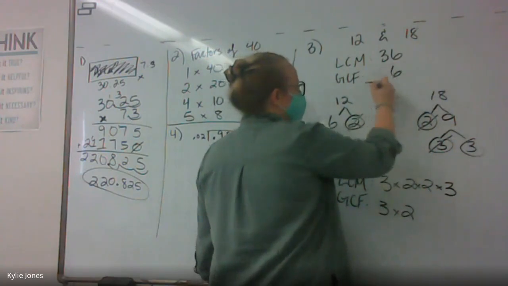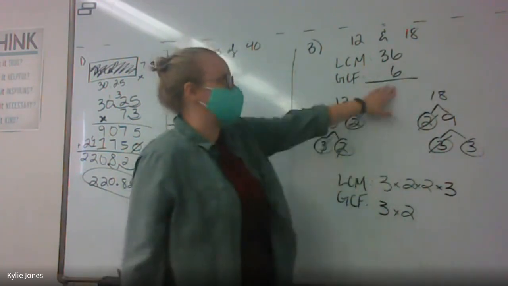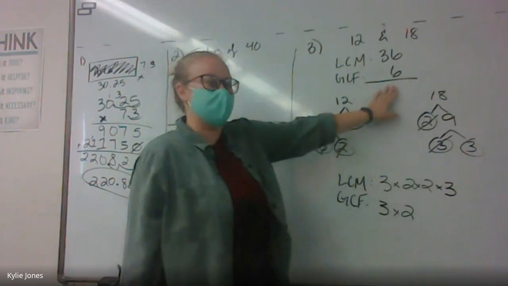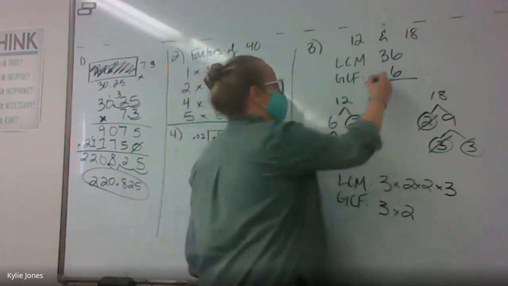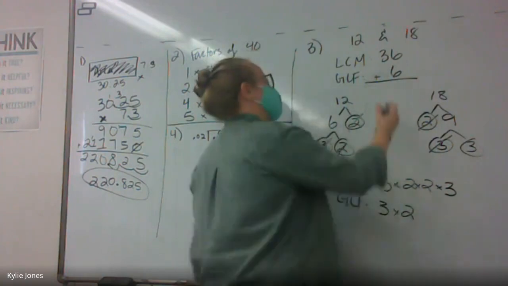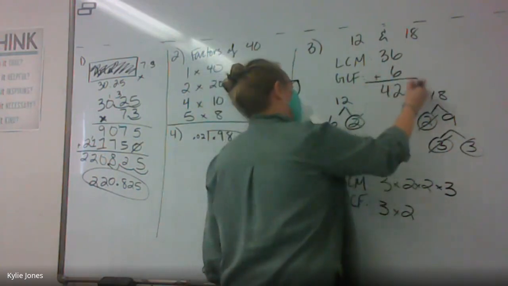But now, the question was asking for the sum of these. If I'm finding the sum, what am I doing? We're going to add our numbers together. And 36 plus 6 is 42.